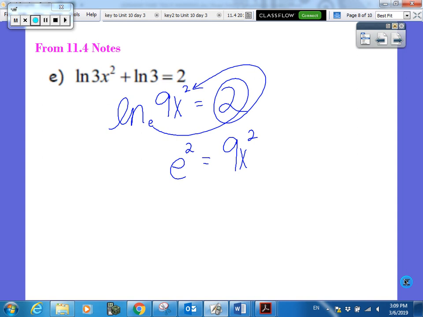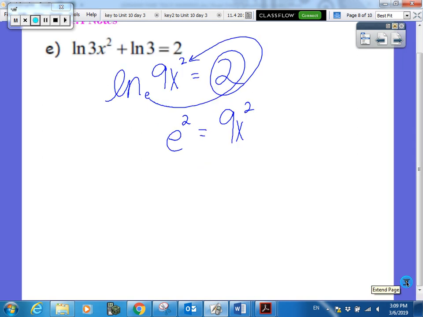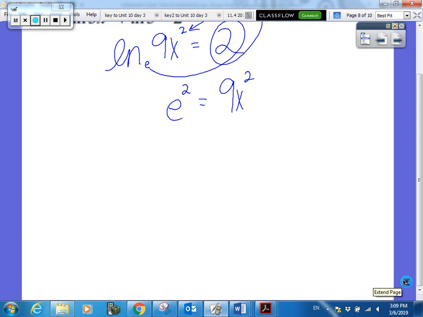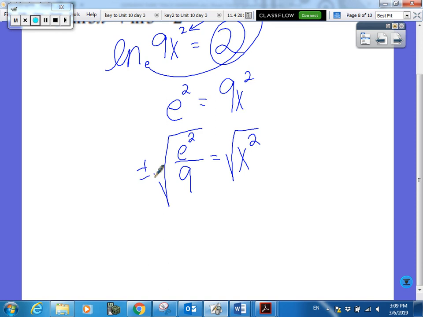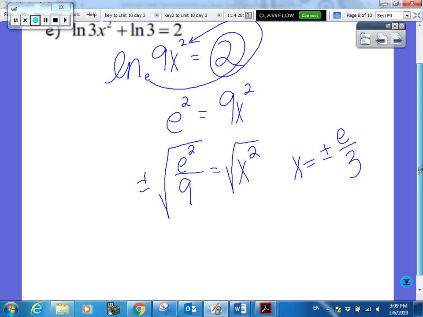Not the only way to do this, but I think it's the easiest. Now we just solve for x. So divide by 9. e squared over 9 equals x squared. Square root. When you take the square root, it's plus or minus. So x equals plus or minus the square root of e squared, which is e, over the square root of 9, which is 3. But then check.